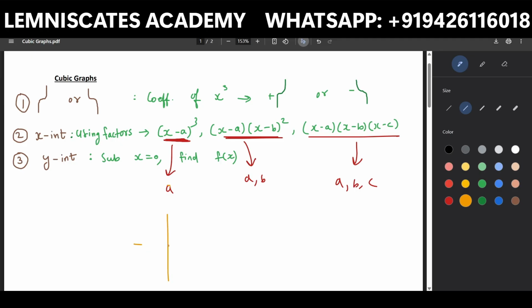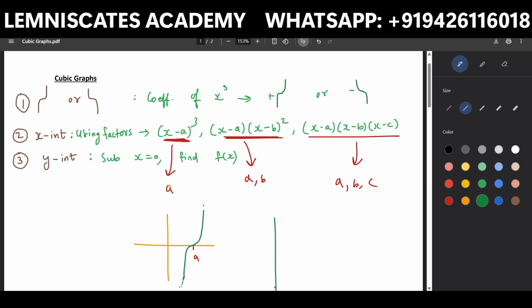In that case, how does the graph look like? Wherever the a is present, let's say a is present over here, the graph is going to look something like this. Of course you need to know what your y-intercept is also, but approximately that is how it's going to look like. It can keep on going forward and upwards, like downwards and upwards.